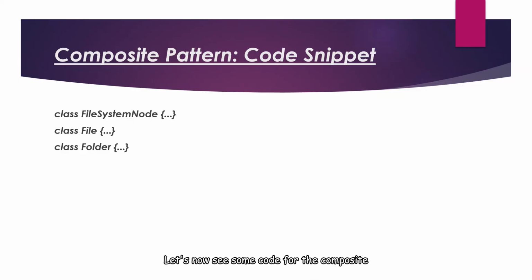Let's now see some code for the composite pattern. In this example, we have a file system node base class. The file class is a leaf that represents individual files, while the folder class is a composite that can contain other file system nodes, whether they are files or folders. This allows us to treat files and folders uniformly, making it easy to display the file system structure. With this pattern, we can recursively perform operations like displaying the structure or calculating the size of the files.